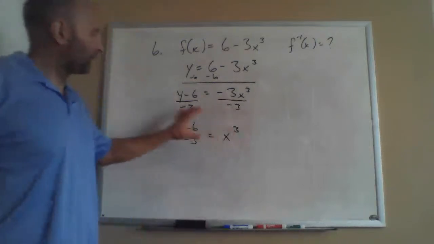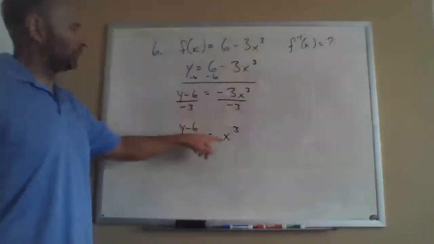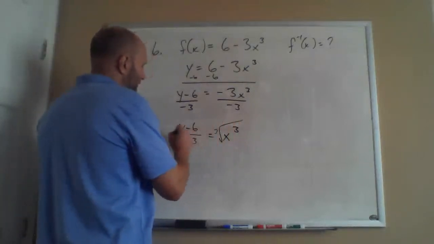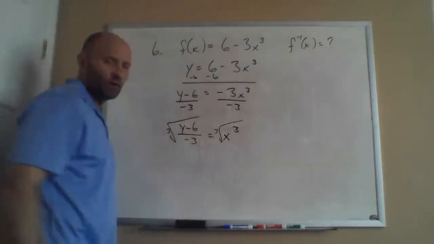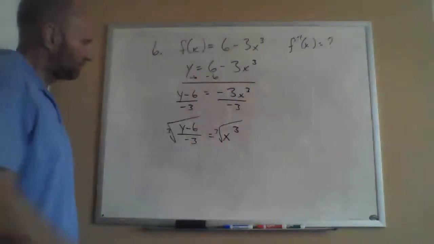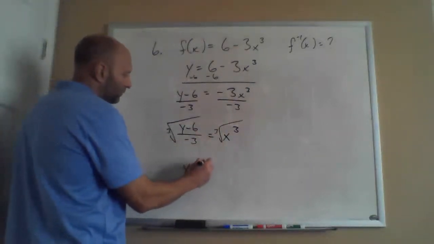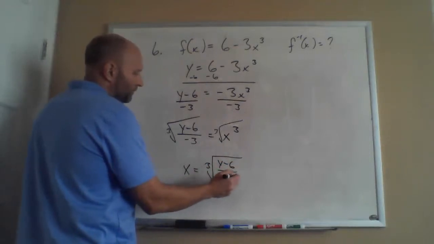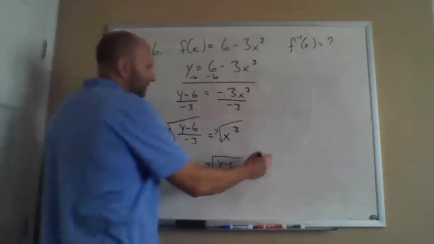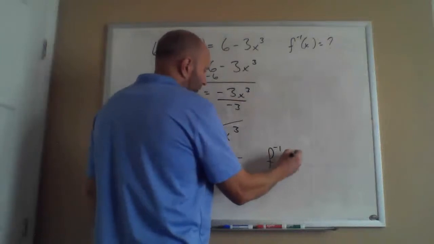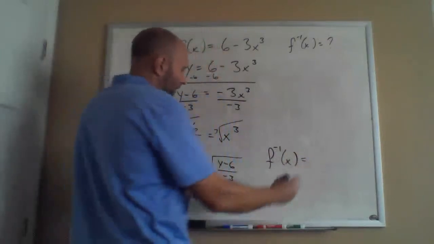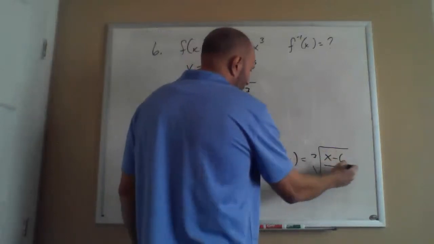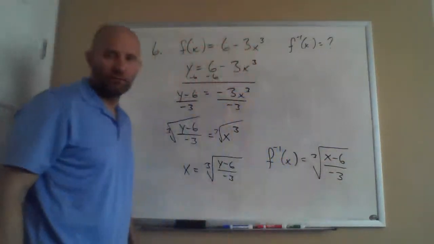If this was x squared is equal to something, we would take the square root, but because it's to the third power, I need to take the cube root of both sides. That gives me x is equal to the cube root of y minus 6 over negative 3. And so for f inverse of x, I have to change all the x's and y's, so I get the cube root of x minus 6 over negative 3.